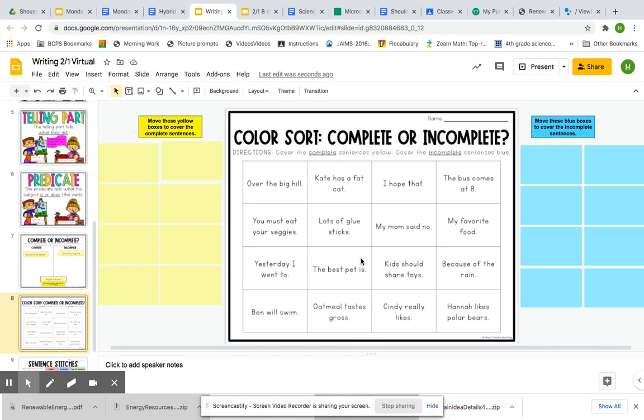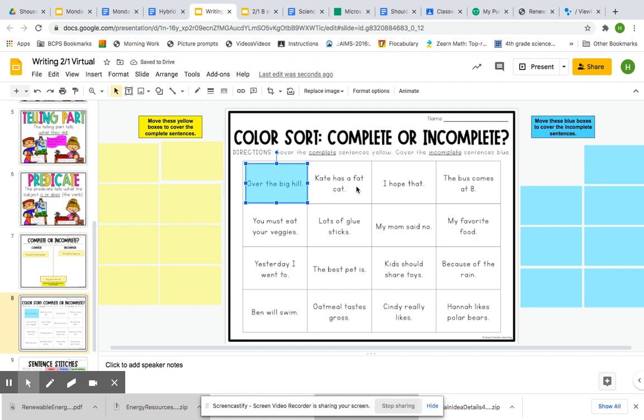On this slide, you're going to be coloring. So complete or incomplete. Color the complete sentences in yellow and the incomplete sentences in blue. So over the big hill. Does this have a naming part? Does it say who's going over the big hill or what they're doing over the big hill? So this is an incomplete sentence. So I'm going to highlight it in blue.